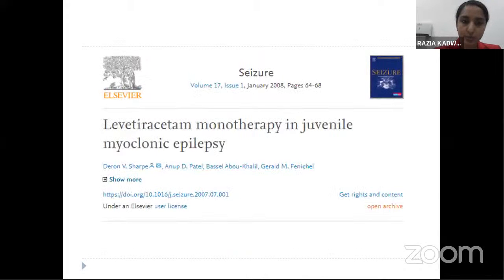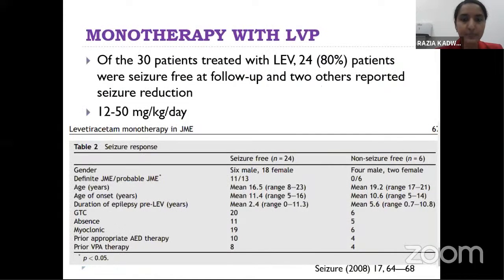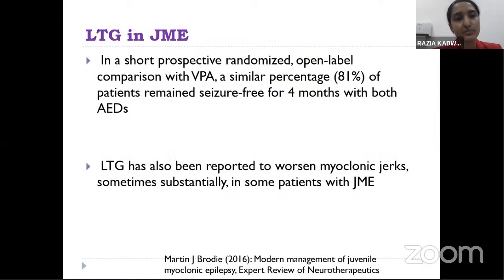Nowadays, more and more people are using levetiracetam as a monotherapy in juvenile myoclonic epilepsy. There is an inclination towards using levetiracetam as a monotherapy in these patients. Though we don't have any larger studies in the pediatric age group, it has been found that even levetiracetam, when used as a monotherapy, gives patients good seizure control at doses between 12 to 50 milligram per kg per day. Lamotrigine has also been found to be beneficial in juvenile myoclonic epilepsy, but in a small percentage of patients, it can also worsen myoclonic seizures, though we don't have any long-term follow-up of JME patients who have been treated with lamotrigine.